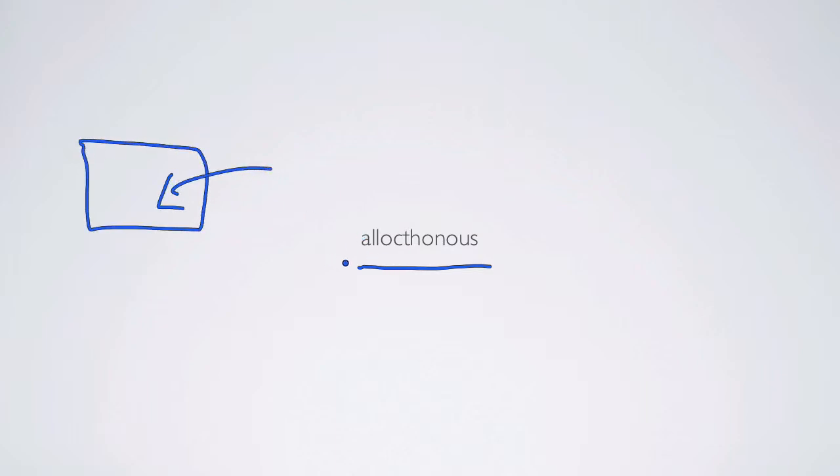Subsidies are a way of thinking about material that enters into the ecosystem. The term that we use for organic matter that comes into the ecosystem from outside of the boundaries that we draw is allochthonous. This is material that's produced from outside the system that then enters into the system. That's allochthonous material. In contrast, we have autochthonous material, and that's material that's produced within the system.